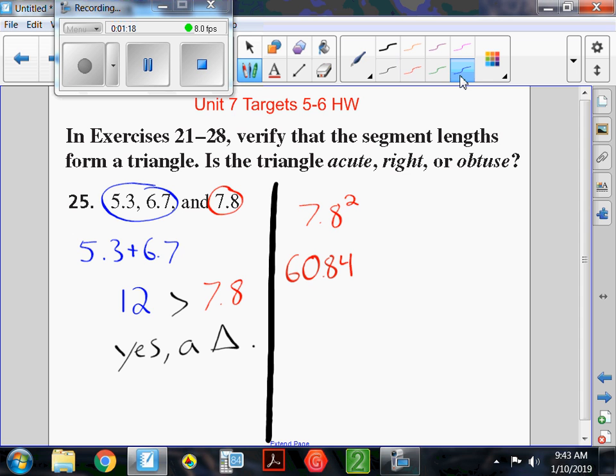I want to compare that to the sum of the squares of the other two sides, 5.3 squared plus 6.7 squared. 5.3 squared is 28.09, and 6.7 squared is 44.89. If I add those two together, 44.89 plus 28.09, I get 72.98.